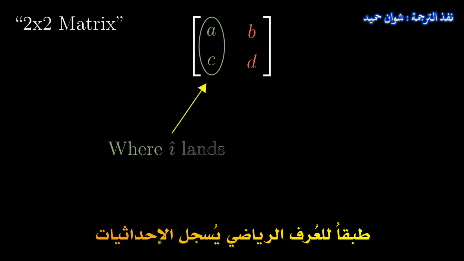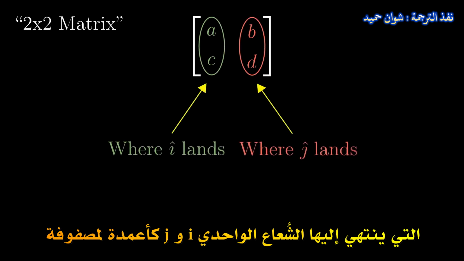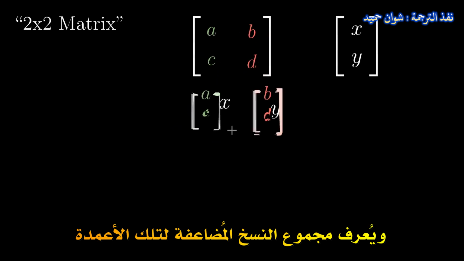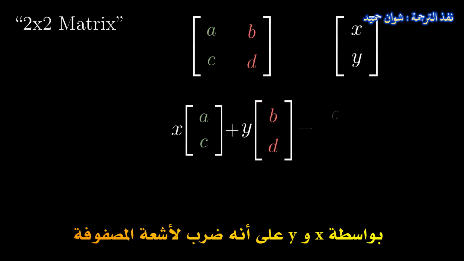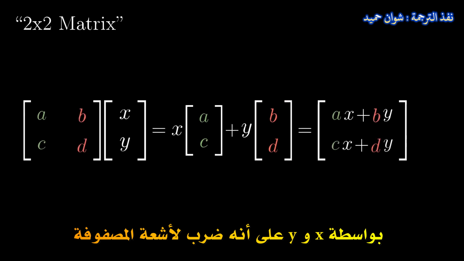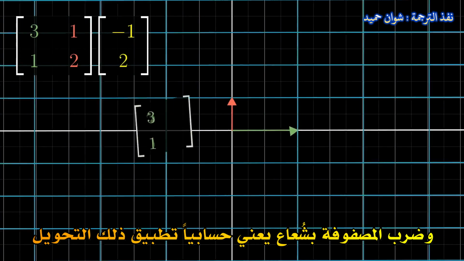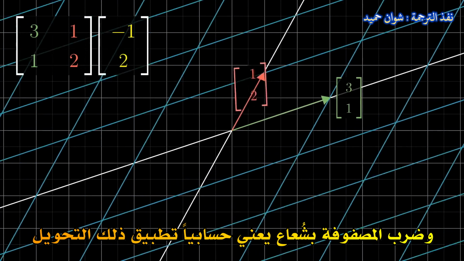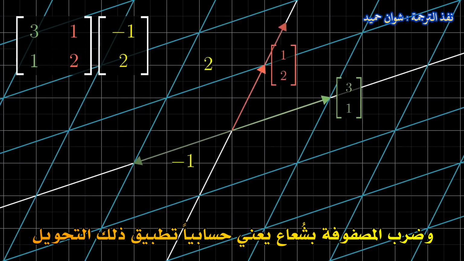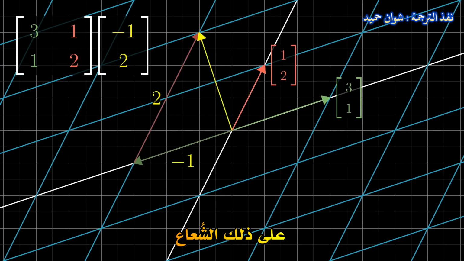The convention is to record the coordinates of where i hat and j hat land as the columns of a matrix, and to define this sum of the scaled versions of those columns by x and y to be matrix vector multiplication. In this way, a matrix represents a specific linear transformation, and multiplying a matrix by a vector is what it means computationally to apply that transformation to that vector.